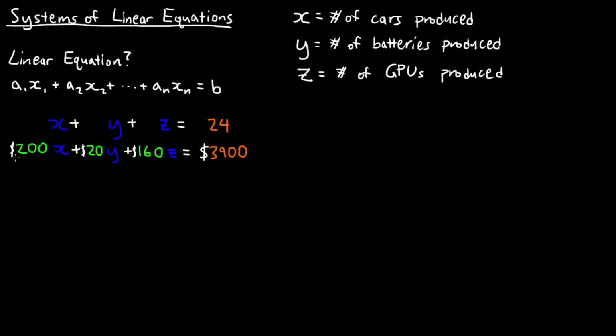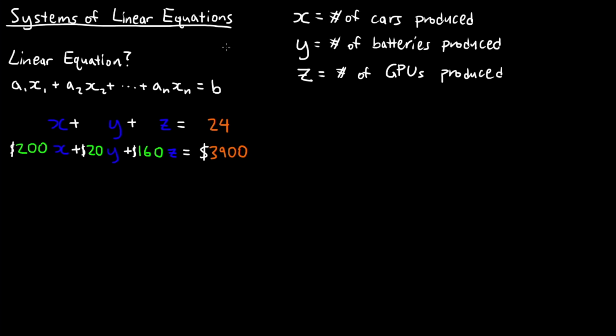In this situation, 200 can represent the price of a single car, and if you multiply that with x, the number of cars produced, you would be looking at the entire value of all your cars combined. You can do this with the number of batteries produced and the number of GPUs produced, and this linear equation is telling you that all of those values combined would give you a total value of $3,900. In other words, your factory has produced a total of $3,900.